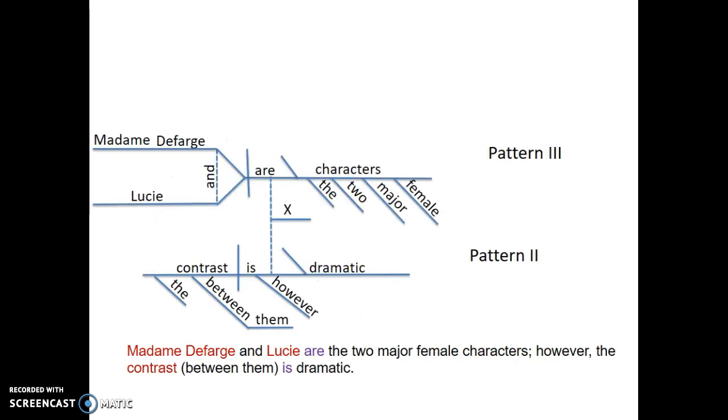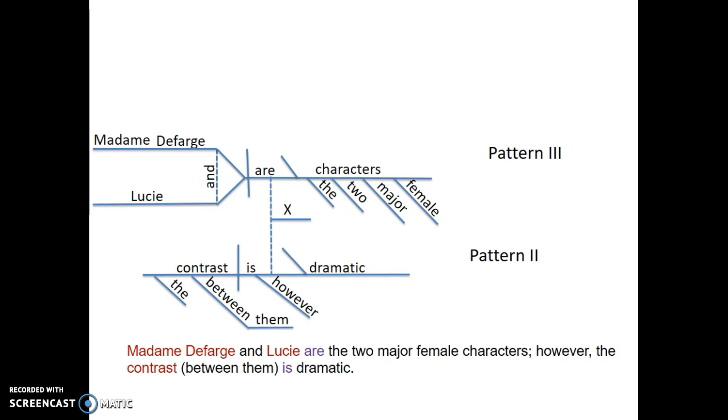Okay, so we've got a couple of things going on here. We've got an and there, so we know we have a compound structure right at the beginning, and then we have a semicolon, so we know we've got two different clauses going on. We're going to deal with the first half to begin with. We have two subjects, Madame Defarge and Lucy, so we put that on our bracketed structure joined by their conjunction. Connect that to the main line, and then put our verb are, which is a be verb.